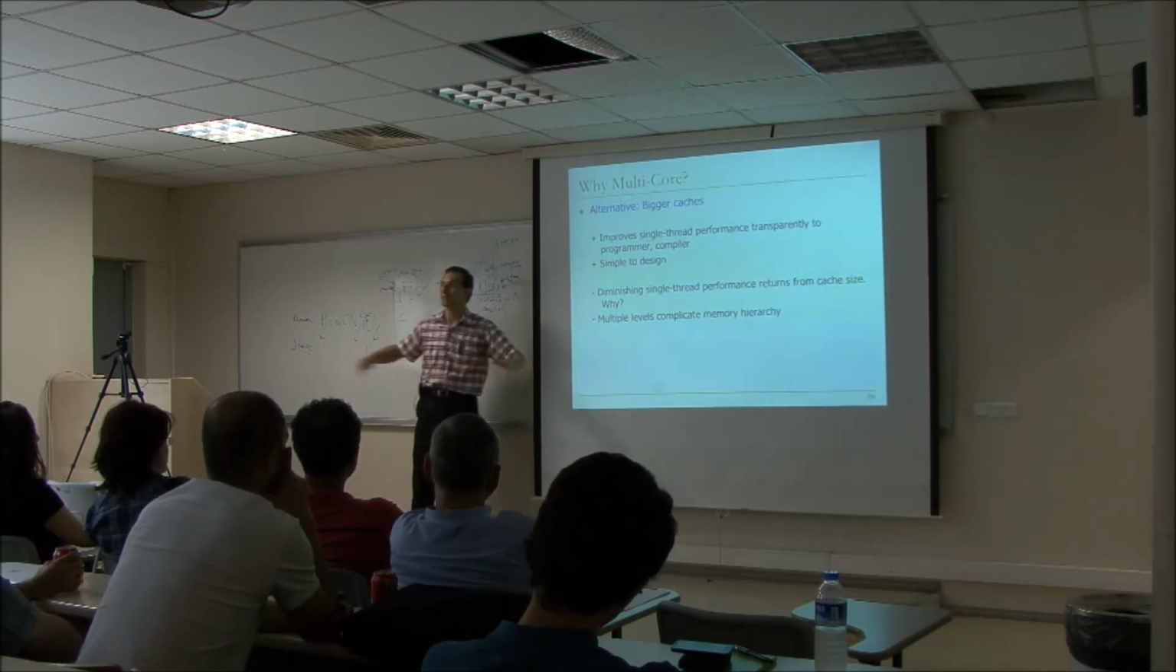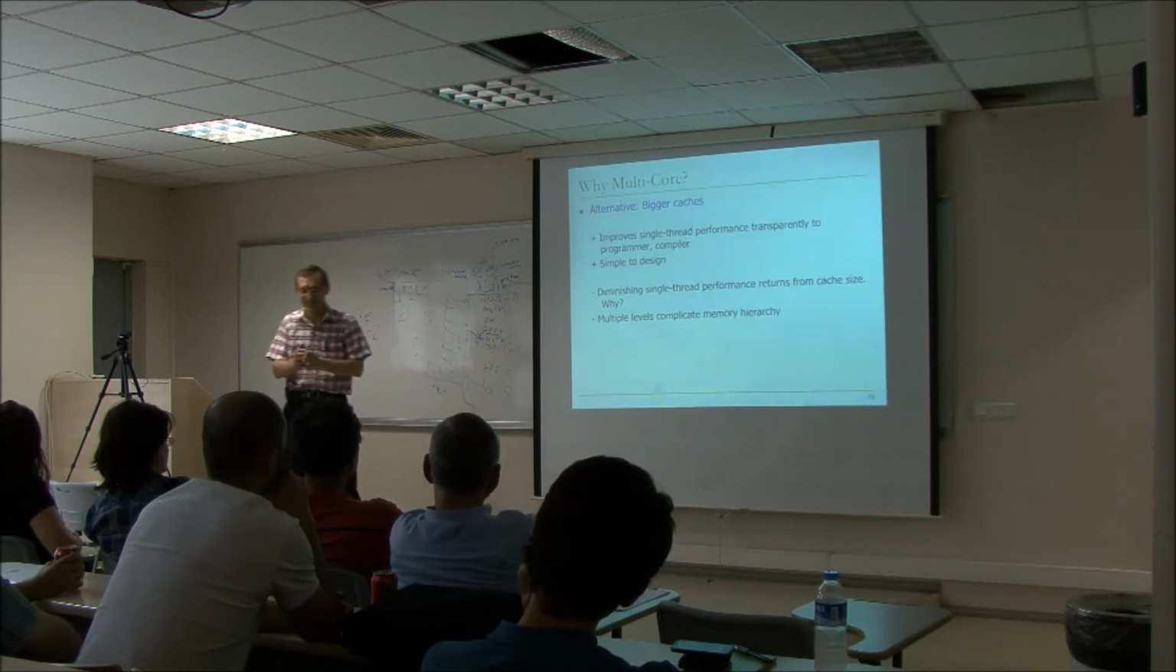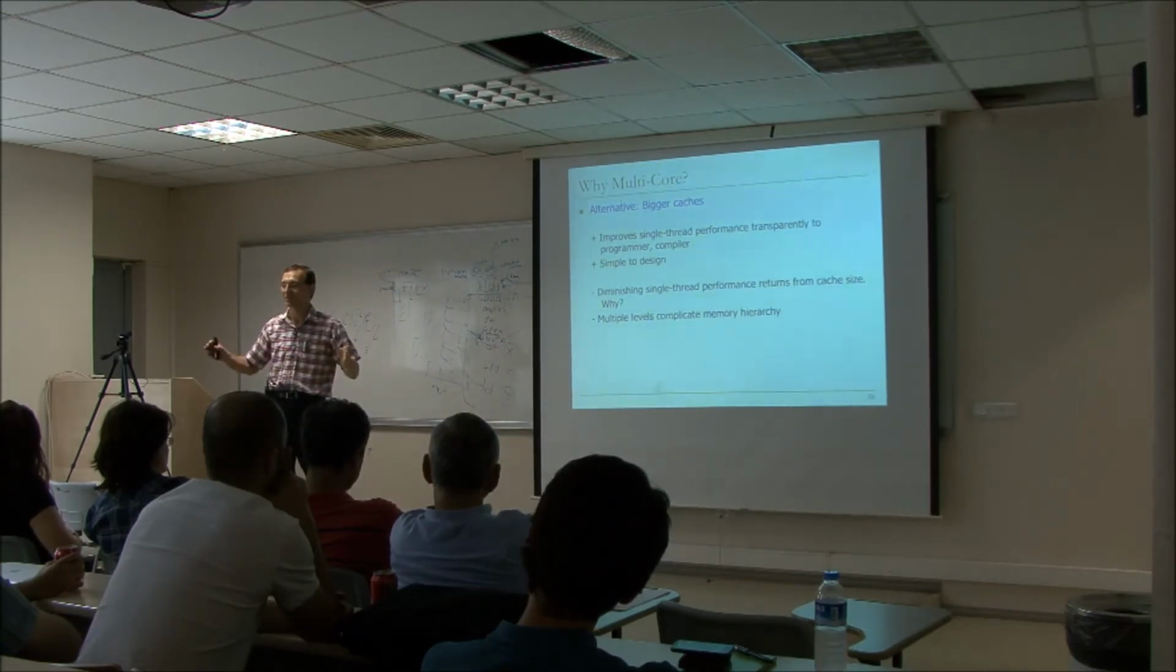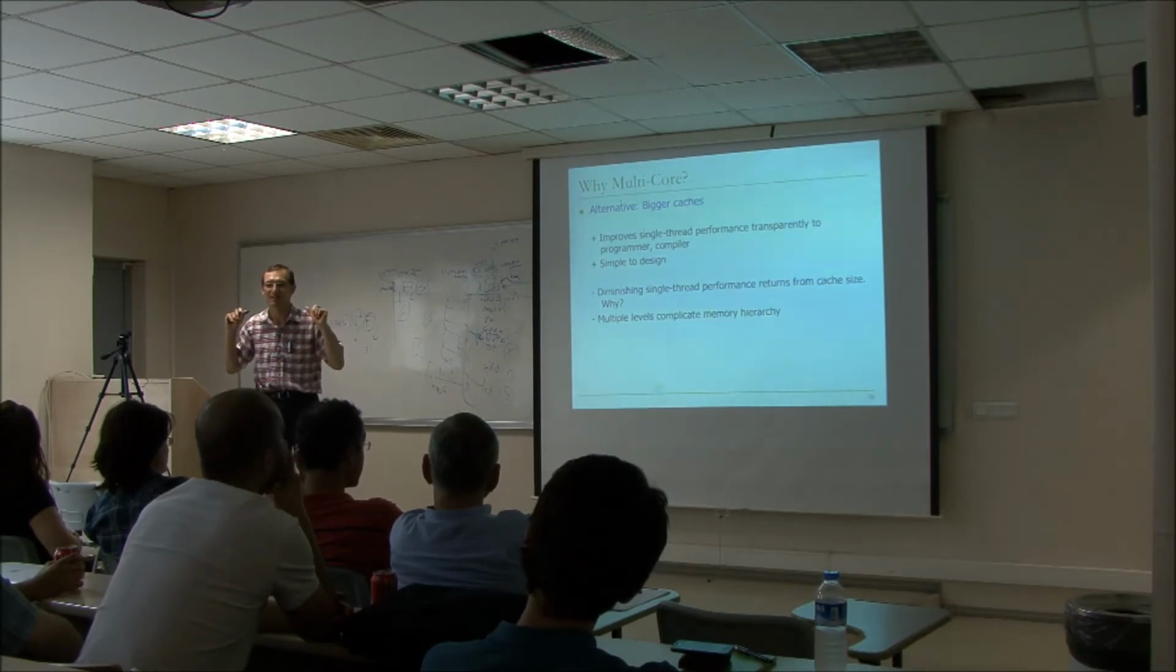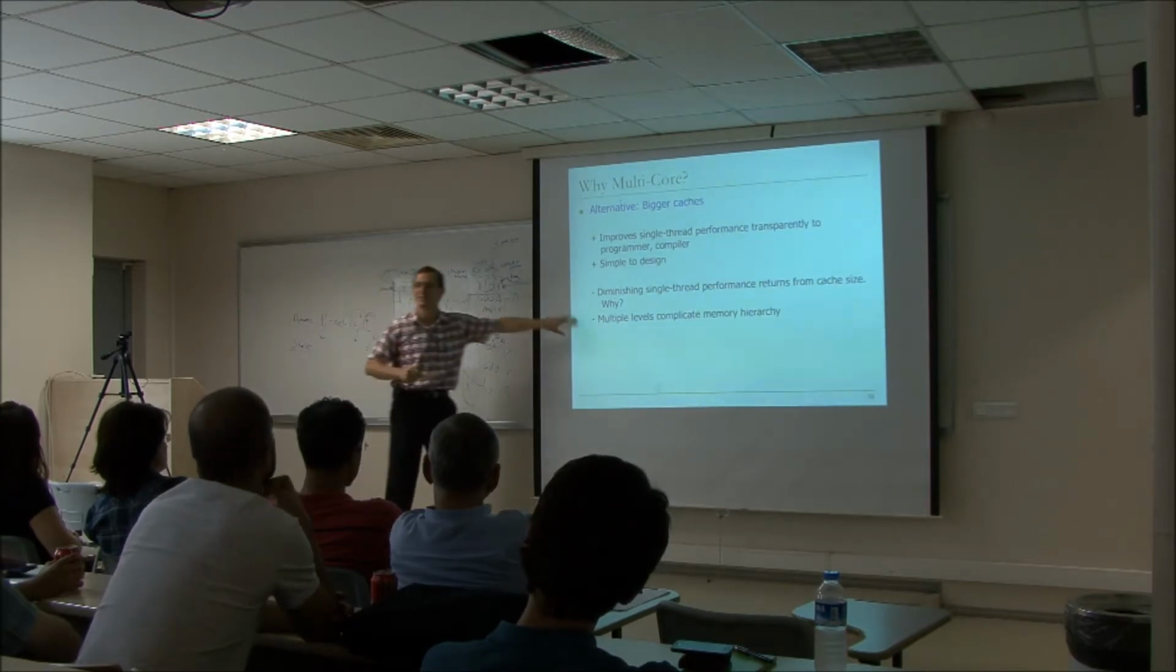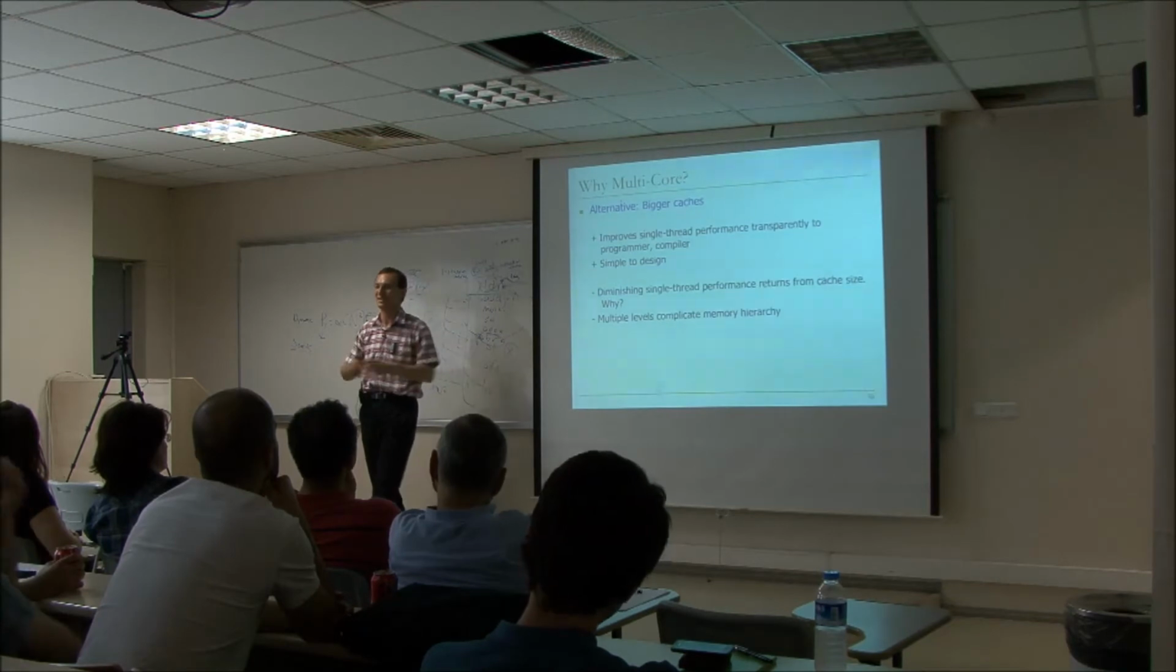Multiple levels complicate the memory hierarchy because you cannot design a perfect cache that is low latency and large at the same time, high capacity. So you need to have multiple levels. Now you need to manage those multiple levels, and this complicates the hierarchy.